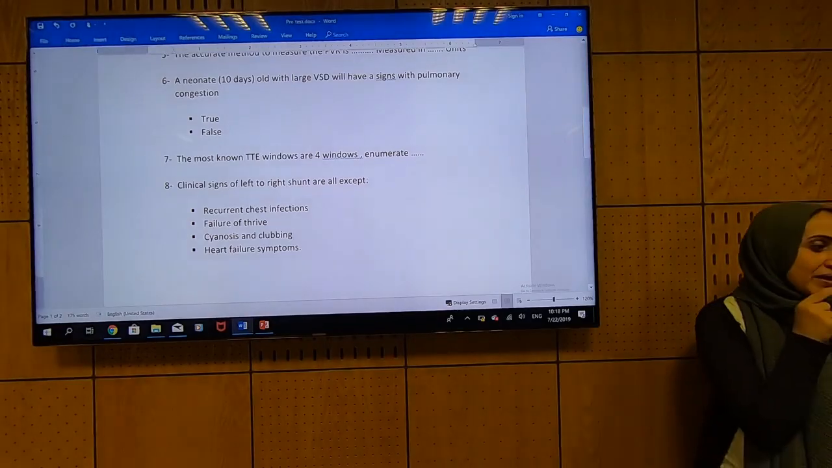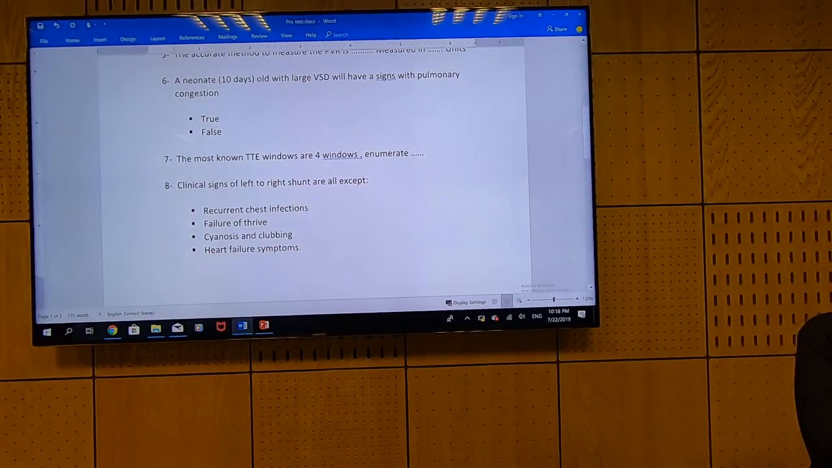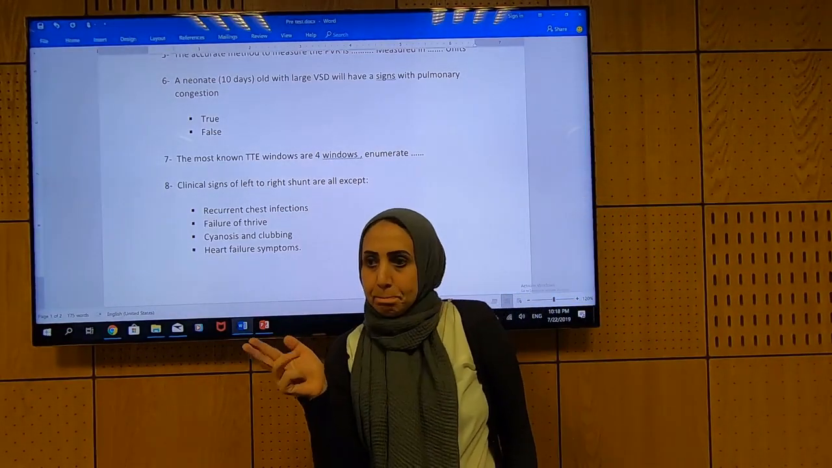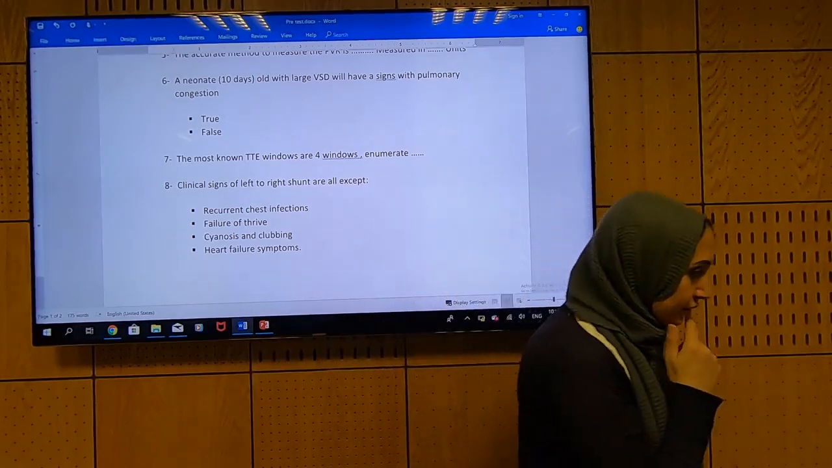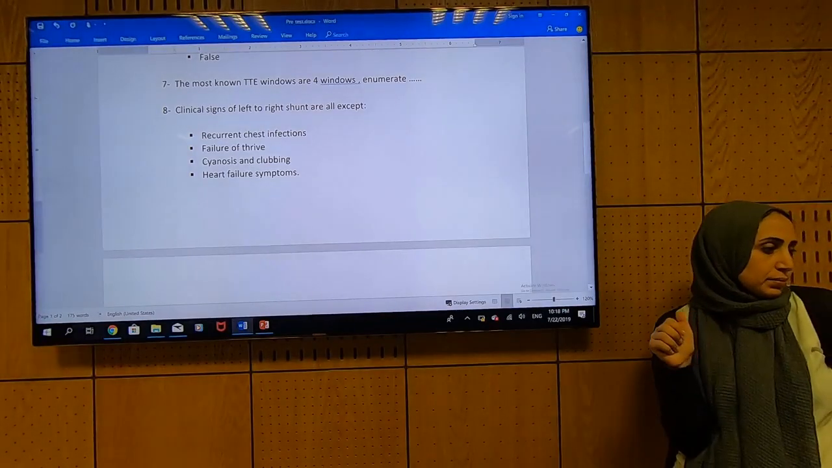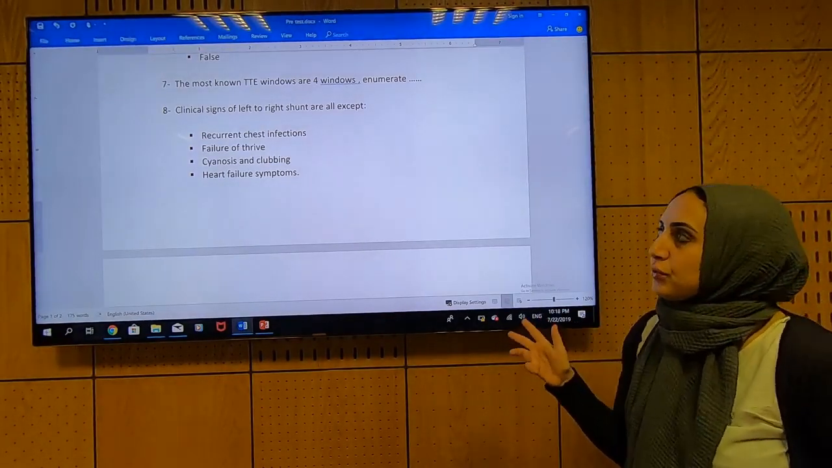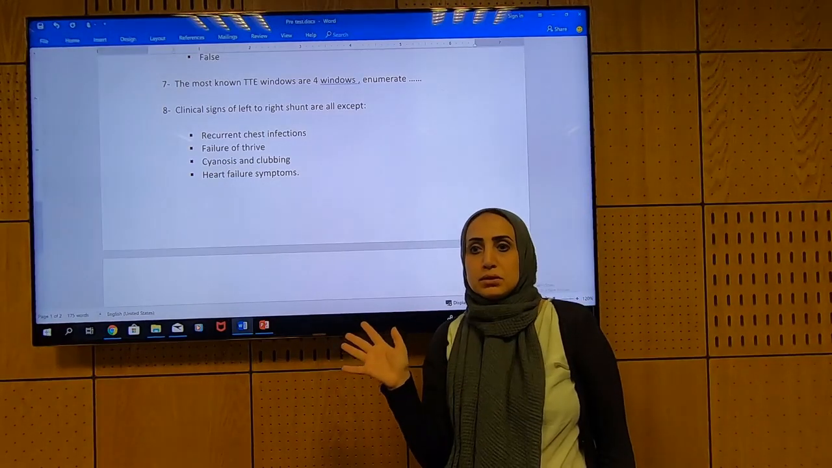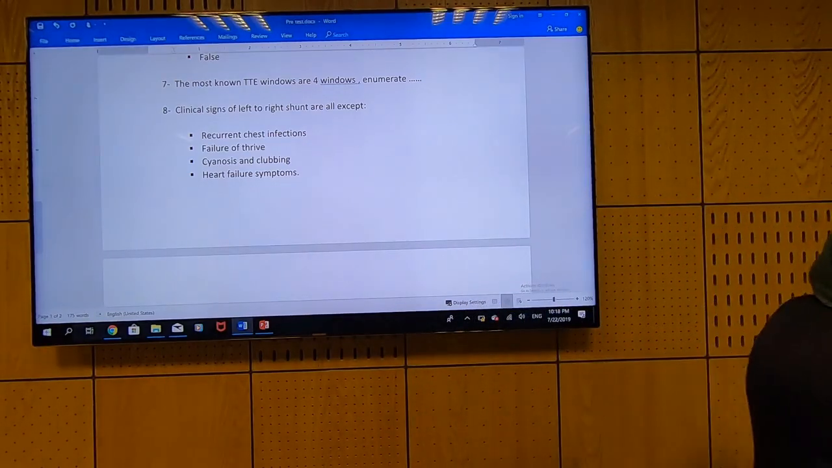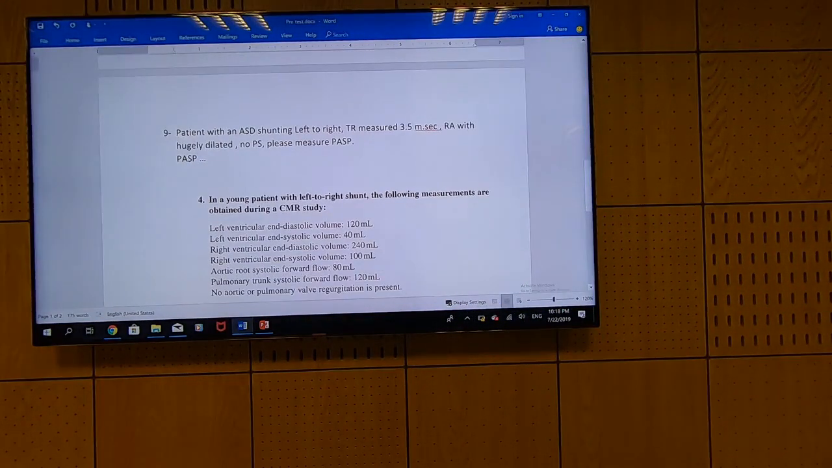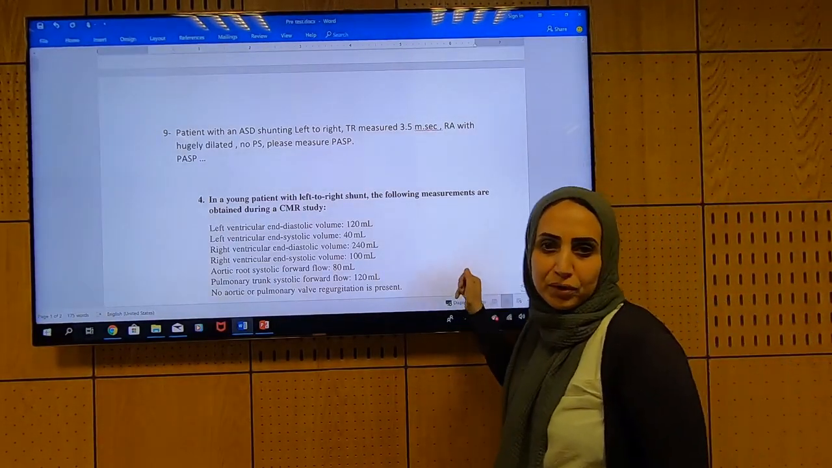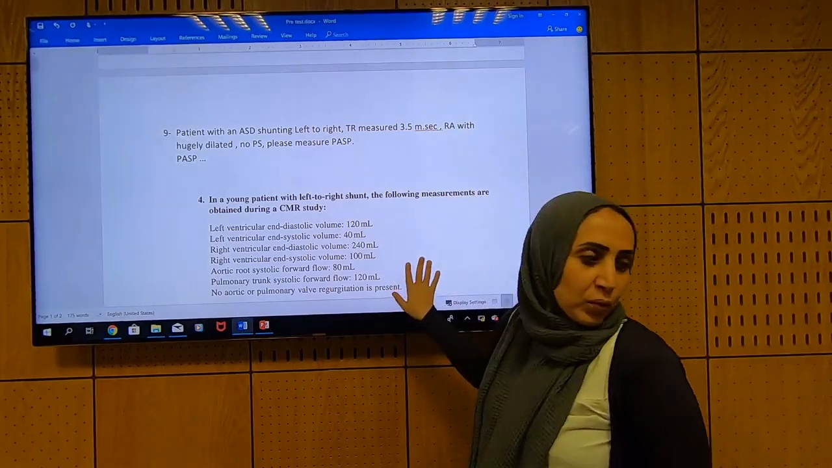The most known transthoracic echo windows are 4 windows. Enumerate. Subcostal, parasternal, suprasternal, and apical. Perfect. Okay, we're going in the right direction. Clinical signs of left to right shunt are all except: recurrent chest infection, failure to thrive, cyanosis and clubbing, heart failure symptoms. Okay, in any left to right shunt, the patient will not be blue. This is correct. Okay, and the ninth one, and actually this is the last one. This is very complicated. This is pure MRI. We didn't go through it in that way. We will keep it for the QP:QS lecture.